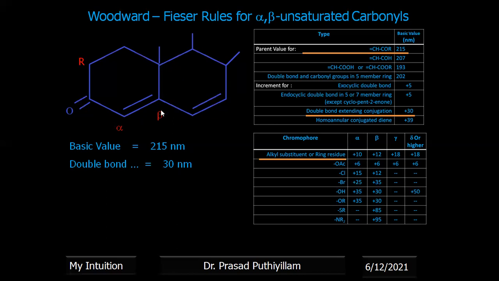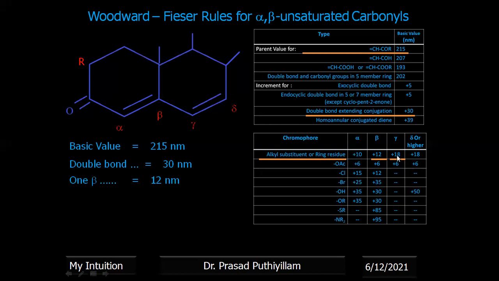Now substituents, alkyl substituents or ring residues. At alpha position there is no substitution. At beta position we have one. Then what is this? Alpha, beta, gamma, and delta. So delta also has one. First we'll consider the beta case. One beta ring residue is there, 12 nanometer. And at delta position one is also present. It is delta position, so this should be 18. Anyhow, it is plus 18 only.